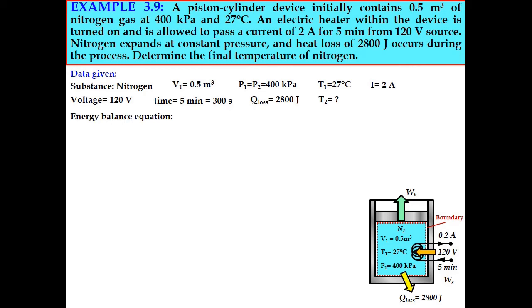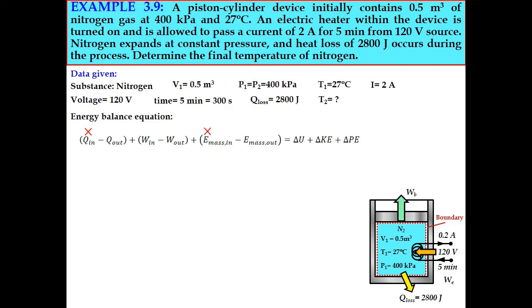Okay, so again we implement the energy balance equation. Write down the full equation for the energy balance, and then the next step is what I call simplify the equation by identifying the energy terms that are not involved. Based on the schematic diagram and the boundary, there is no Q in, so we have Q out, we have W in, and also W out.